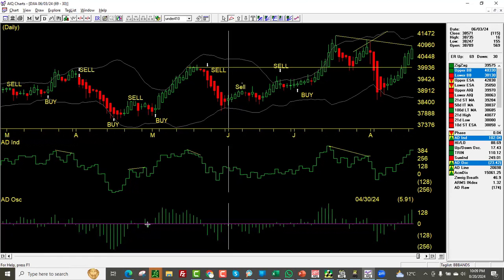What I find more significant is when you get 1, 2, 3 or 4 days of this oscillator staying in one territory, whether it's above the zero line or below the zero line. That's when things are starting into a trend. And you can see that quite clearly in this sell-off here back at the early part of April.